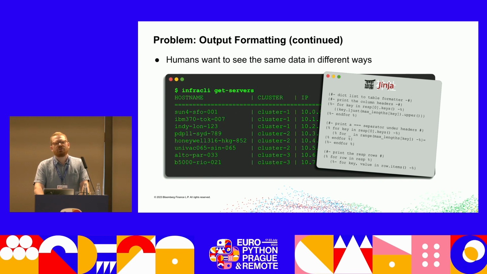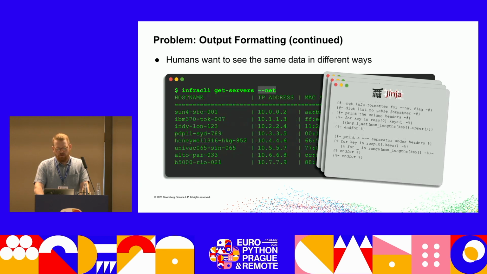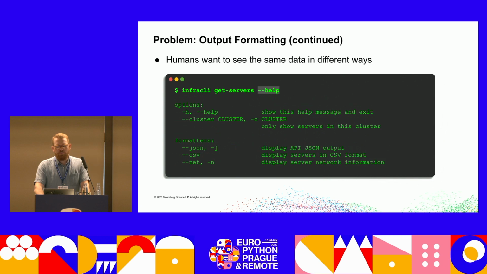But we could have multiple Jinja templates for a single API endpoint and give the user a way to choose between them. We could have one template to display the output as CSV, triggered by the --CSV flag. Maybe another template just to display network information, triggered by the --net flag. And of course, all these options would be shown to the users in the command help text. You also might notice that --JSON flag there too. That gives the CLI user the option to display the raw JSON output from the API and pipe it to a file or JQ or something else.